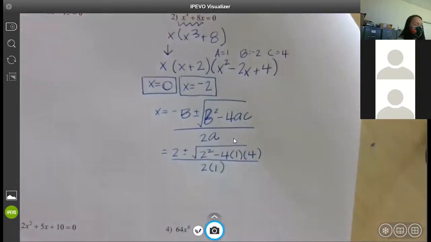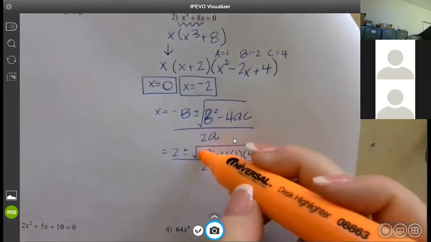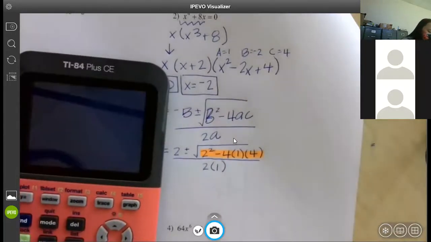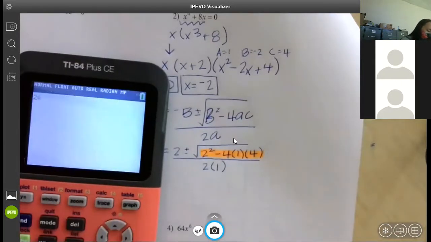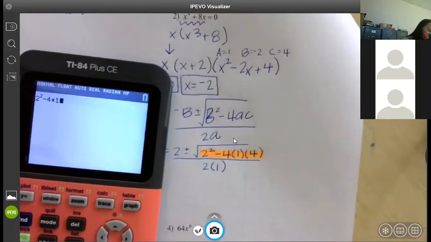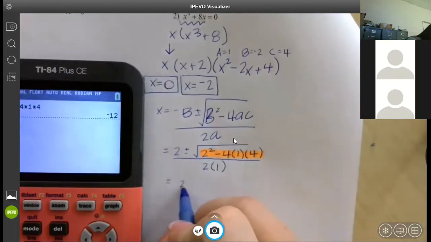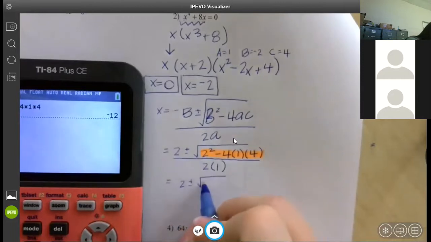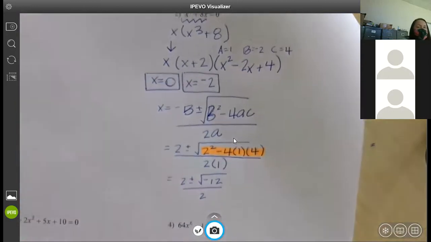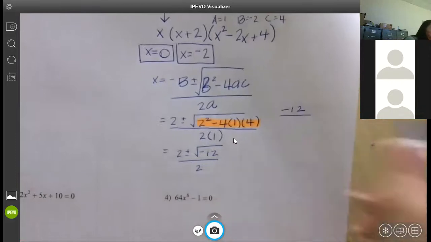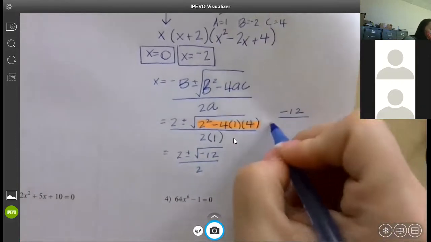Underneath, you're going to put that in your calculator, no square root sign. So 2 squared minus 4 times 1 times 4 gives you negative 12. Over 2. I showed you how to reduce this. I'm going to do it to the side over here. Remember, the negative means you pull out an i.